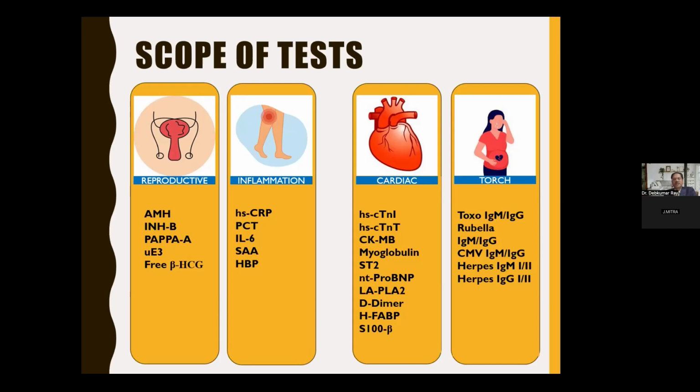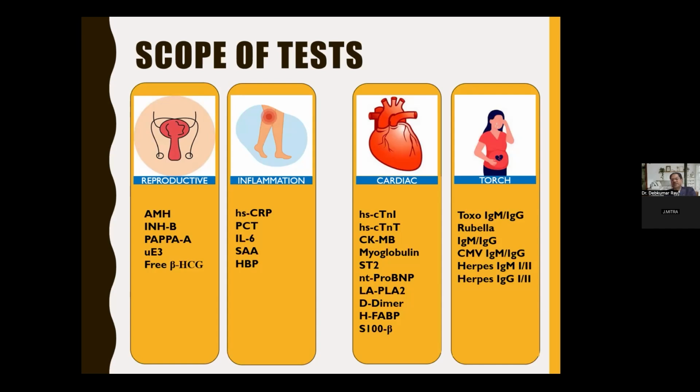So the most important and the most commonly done biomarkers associated with cardiac diseases are HSCTNI, that is high sensitive cardiac troponin I, as well as cardiac troponin T. So both of these you can assess.